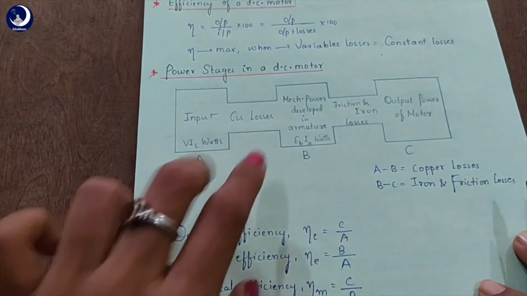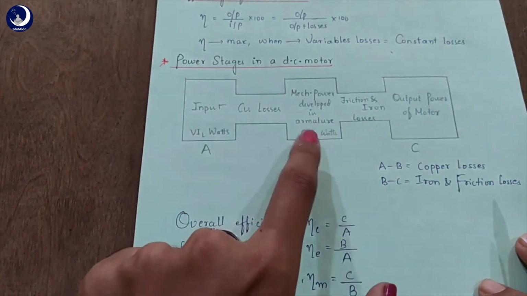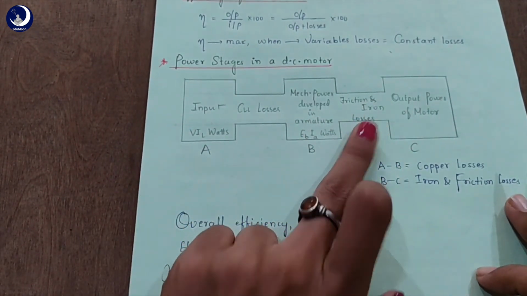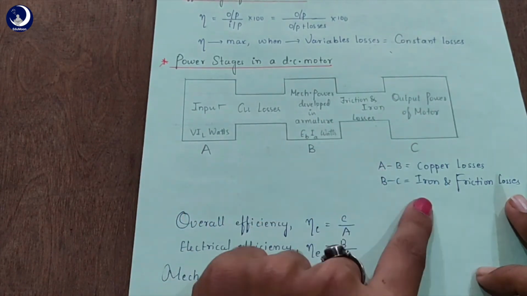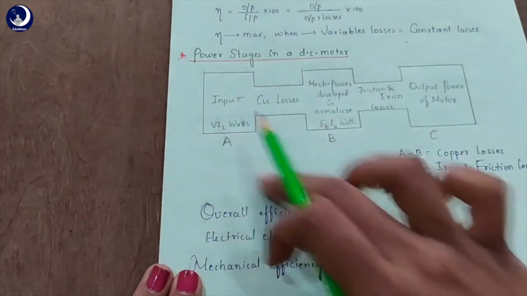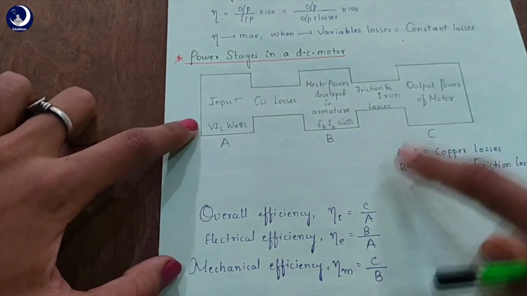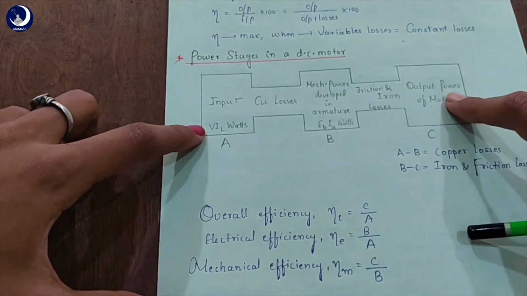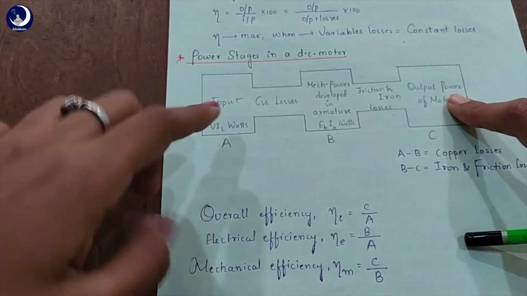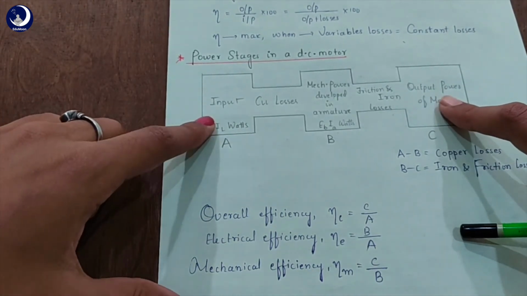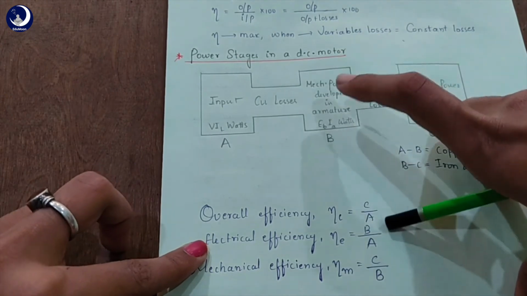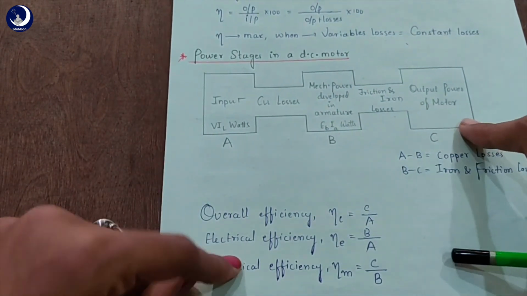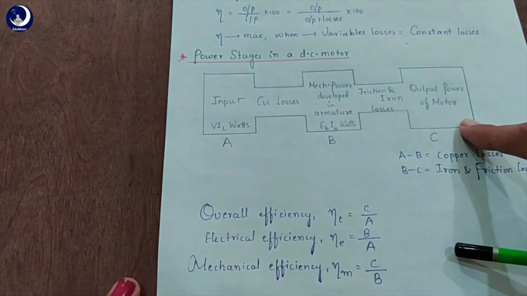So the copper losses are given as A minus B, right? And the friction and iron losses are given as B minus C. Okay, and the overall efficiency is C by A, that is eta C, the output power of the motor by the input power. So it is stage C by stage A. Coming to electrical efficiency, it is B by A. And then coming to mechanical efficiency, it is C by B. Okay, it is the same as a DC generator.